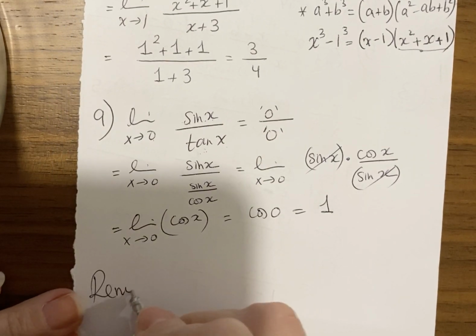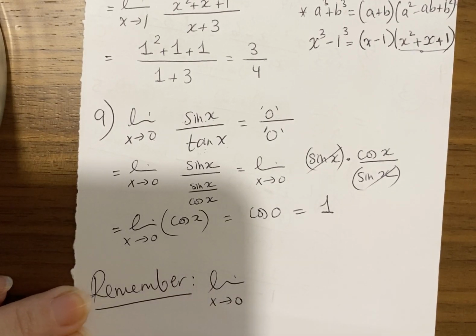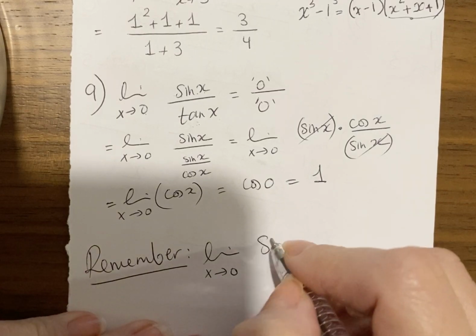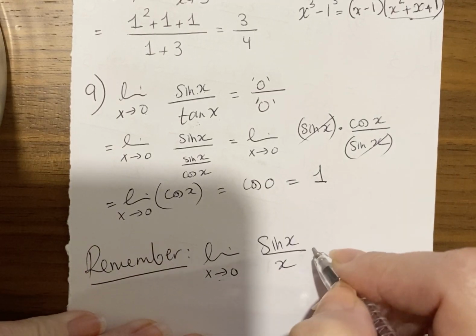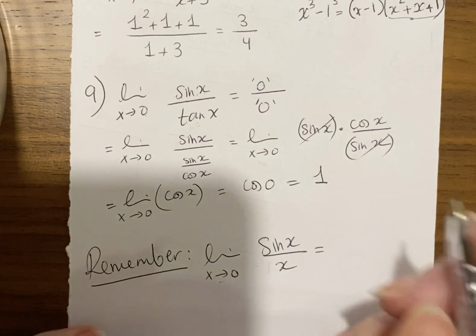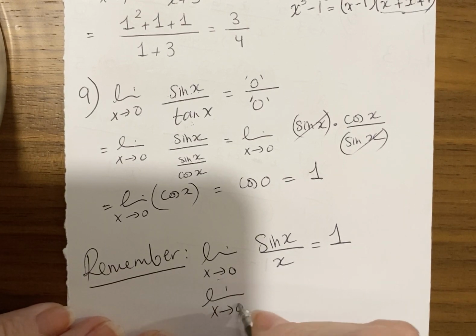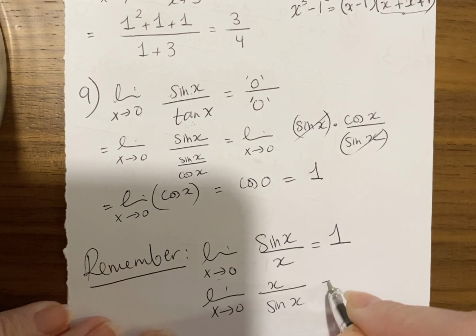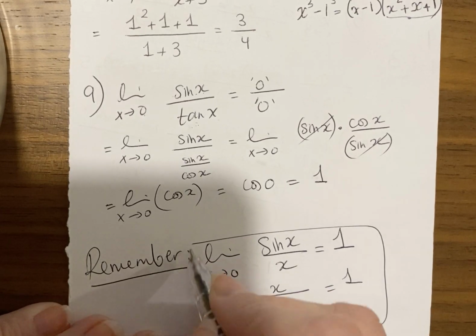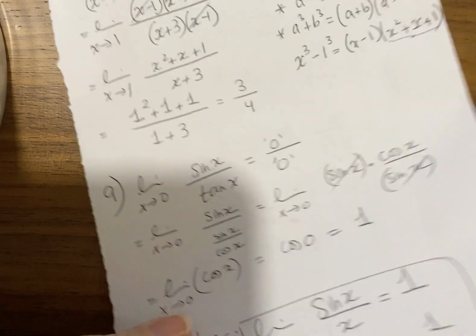Please remember now, there is a limit we studied in section 1.2. It's the limit of sine x over x as x approaches 0. If you remember, we did it using the graph. We did it also using numerical tables. And we showed that this limit is equal to 1. Also, if you take the reciprocal of that, the limit will also be 1. These two limits are very important. So please make sure that you remember them throughout.